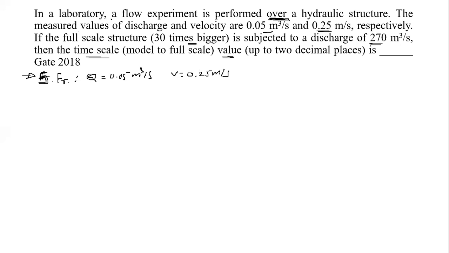Then, if the full scale structure is 30 times bigger, that means they have given us the scale ratio. Whatever scale is used in the design, that scale is given to us. So if you go for the length of model to the length of prototype, that is the length scale ratio I want. Length of model divided by length of prototype, then 30 will be the length of the prototype and 1 will be the length of the model.